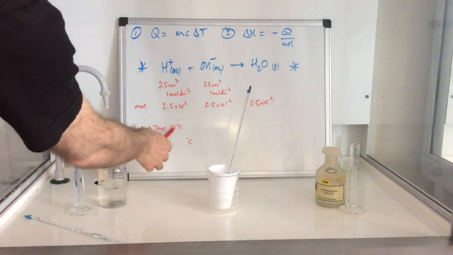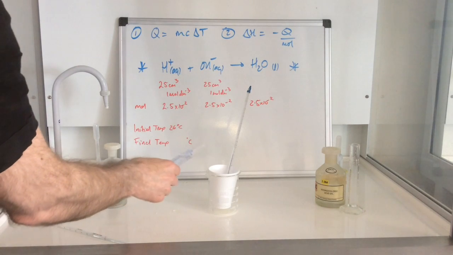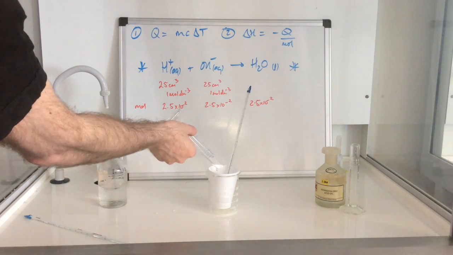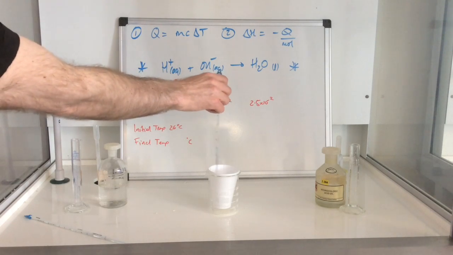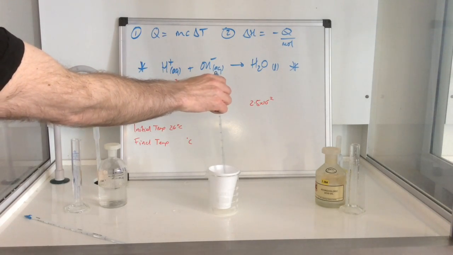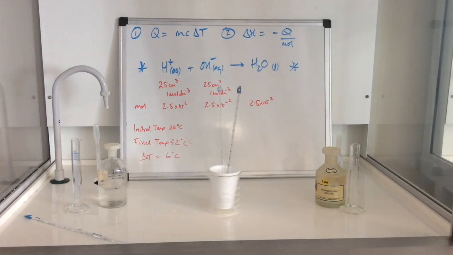My initial temperature is still 26, so I'll put the alkali in and we'll record the maximum temperature. And I can see already the thermometer is going up much more than it was before. And that's a lot more like it. We've got a final temperature of 32 degrees C, and so our delta T is 6 degrees Celsius.